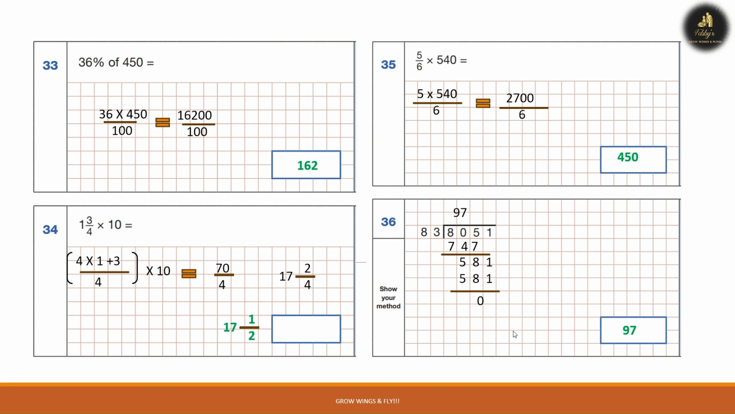In question 35, we would multiply the 5 with 540, which will give us 2,700, and then we divide it by the denominator 6. This will give us the answer as 450.